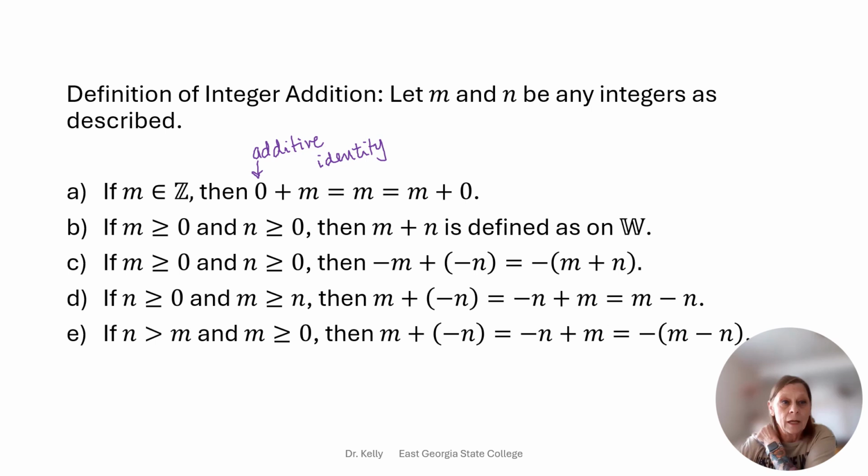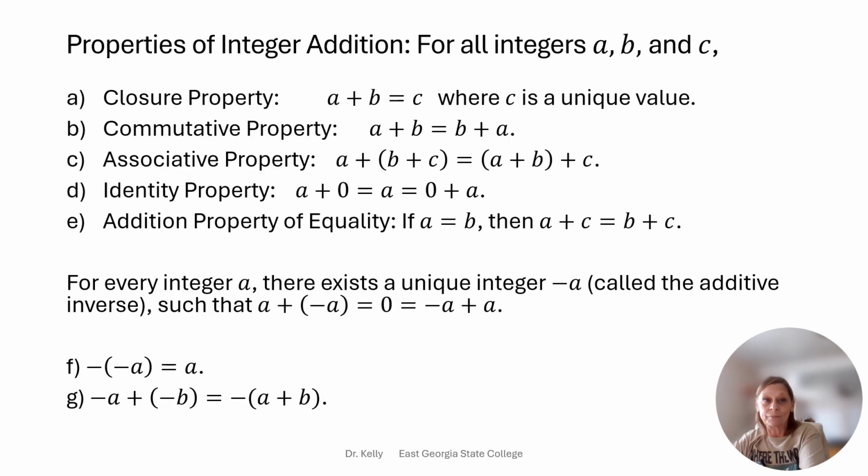And then finally, if n is greater than m and m is a positive number, then m plus negative n is equal to negative n plus m, which is equal to negative the difference between m and n. Anyway, okay, we did that.